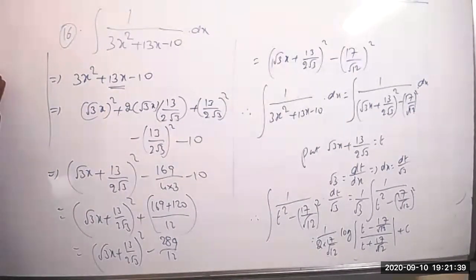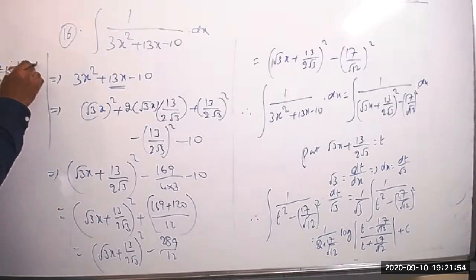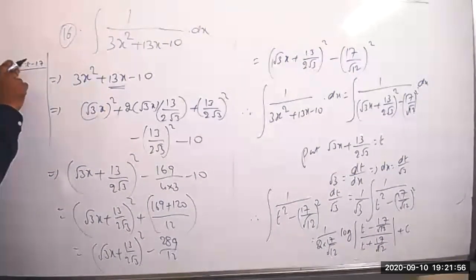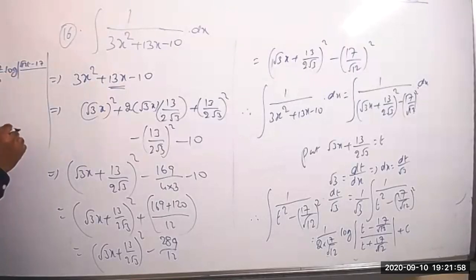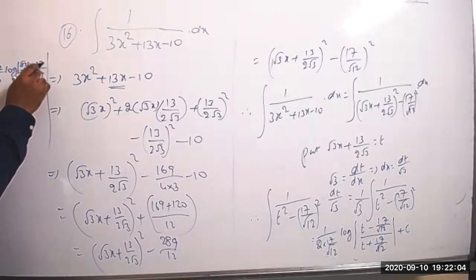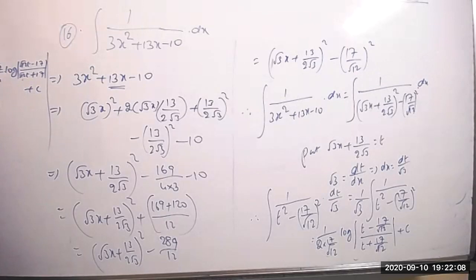It is the root of 12 by 34 into log modulus of... Take the LCM. Root 12 is the LCM here. So we'll get now: root of 12 into t minus 17. You can simplify all of that. Whole by, here also, root 12 t plus 17 plus c. Am I correct? Because you've taken root 12 as the LCM, the 2 will be cancelled.